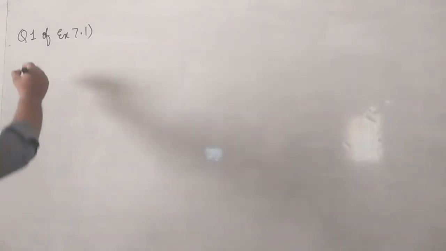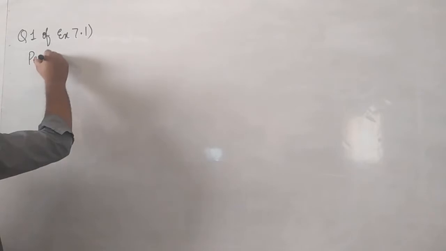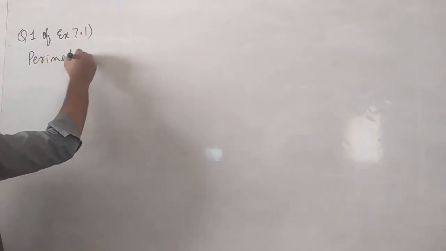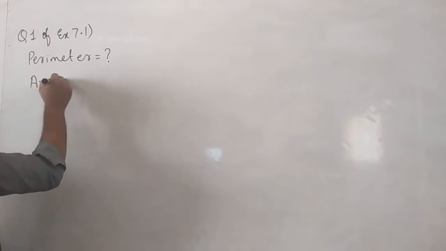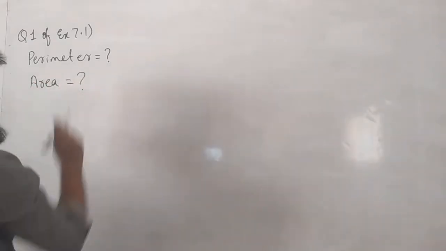Okay, now they are saying to find the perimeter and area. I have to find the perimeter and area of a shape which they are giving us. I have to find perimeter, that's the first thing I have to find. And the second one which I have to find is area.